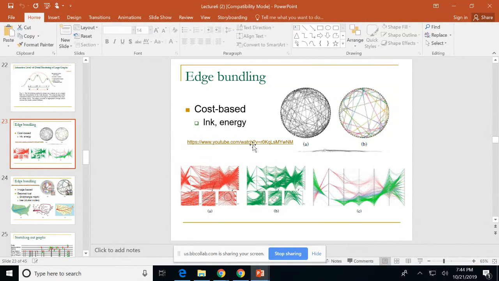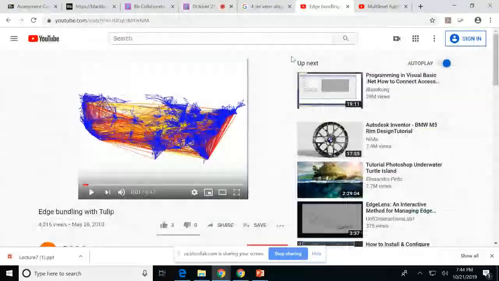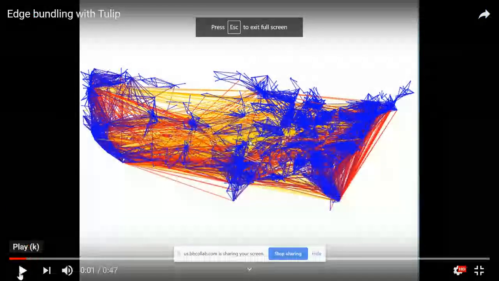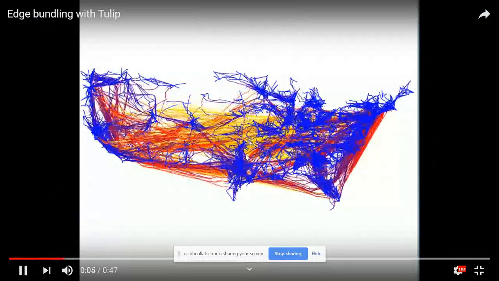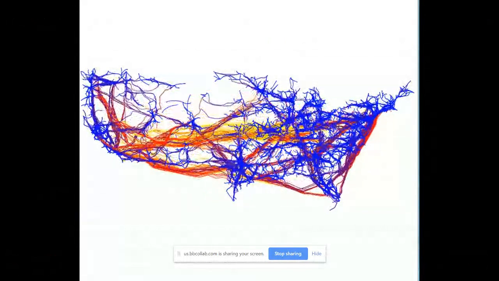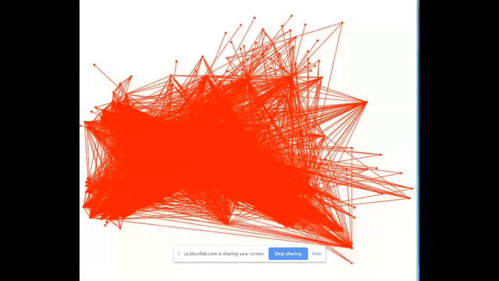So I'm going to play two of these videos. I don't think they have any sound. So notice there's a lot of intersection here, and now they're running the algorithm, and they're getting closer and closer together. So now they bundle them. So that's the main representation they get.